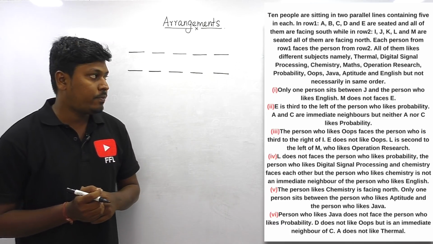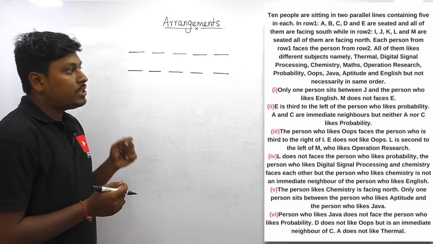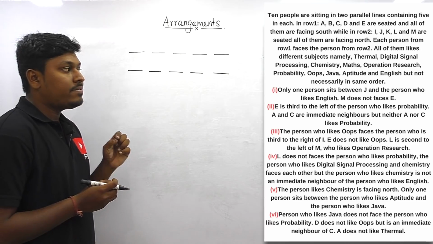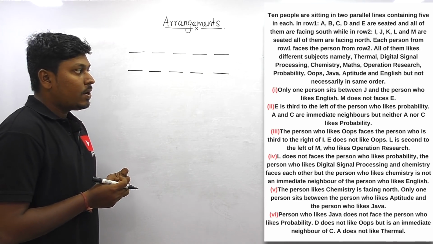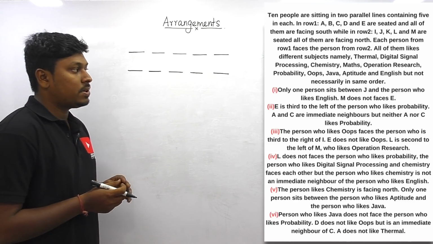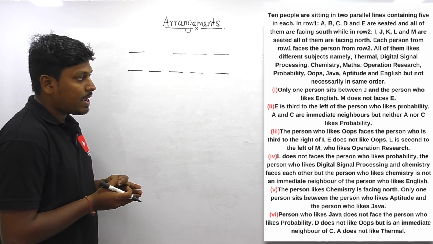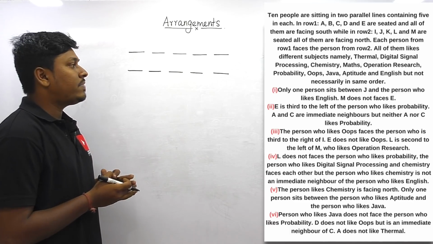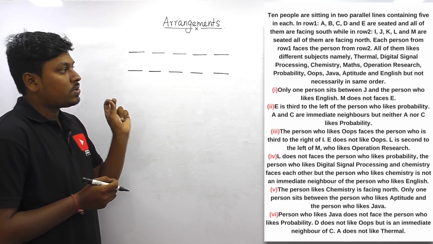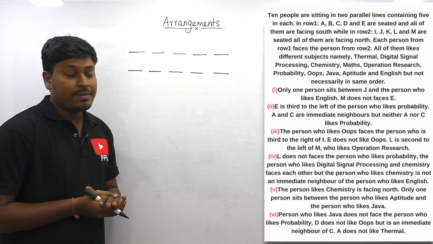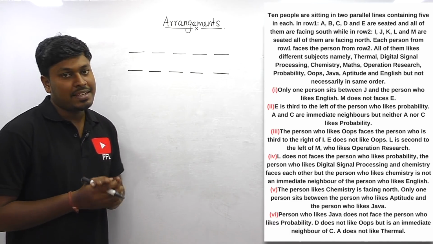Arrangement number 24. 10 people are sitting in two parallel lines containing 5 in each. In row number 1, A, B, C, D, E are seated and all of them are facing south, while in row number 2, I, J, K, L, M are sitting and all of them are facing north. So friends, what they are saying is that they like different subjects, so totally 10 subjects have been given. Our target is to find which person likes which subject.